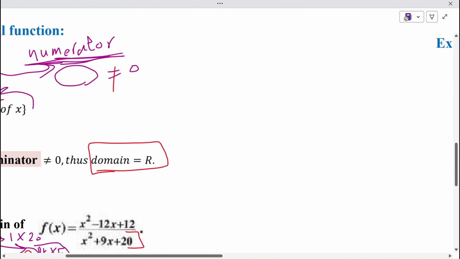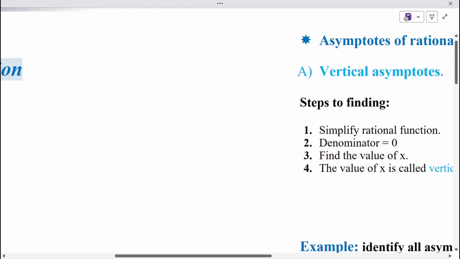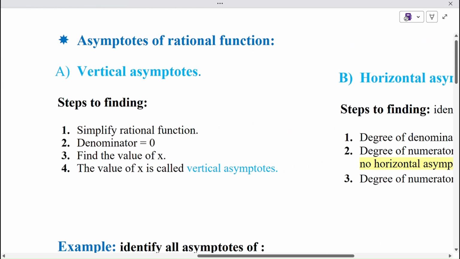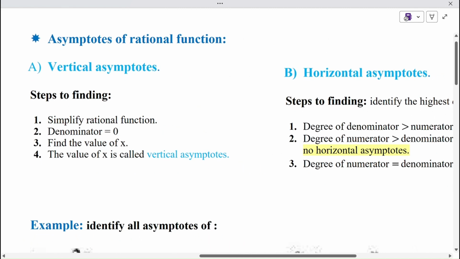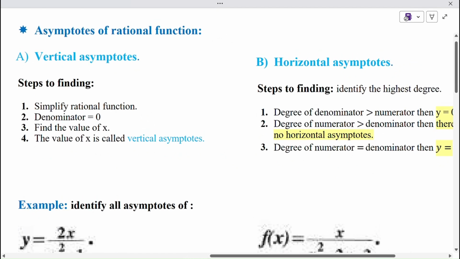What about here? Asymptotes of the rational function. Of a rational function, we have two kinds of asymptotes. The first type is called vertical asymptotes, and the second type is called horizontal asymptotes.